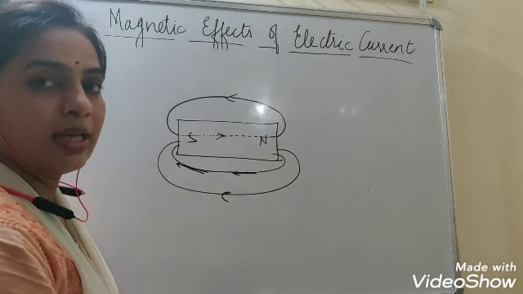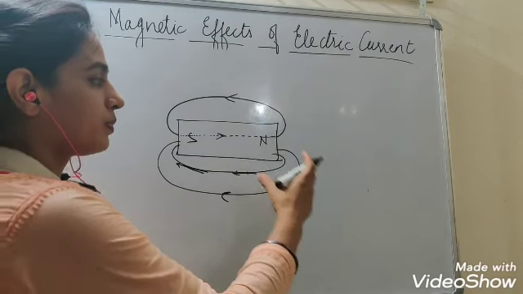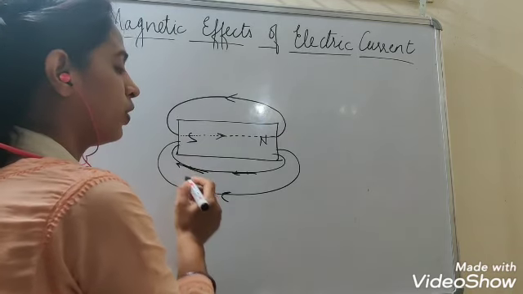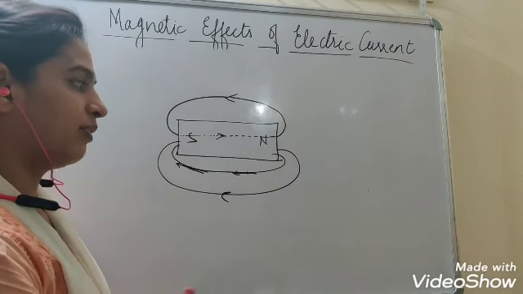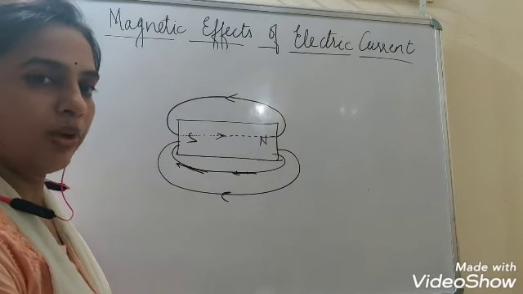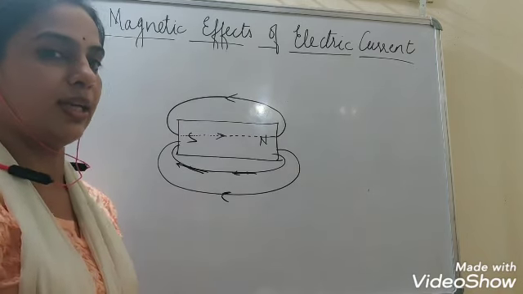Two magnetic field lines never cross each other, and uniform magnetic field and non-uniform magnetic field I've told you, right? So these are the different properties of magnetic field and magnetic field lines.